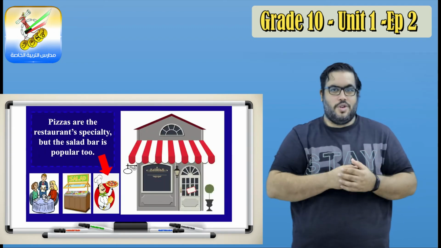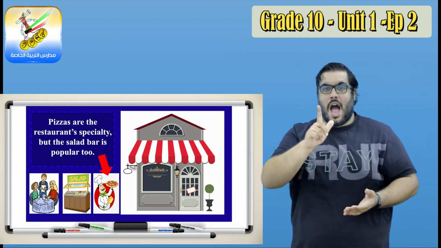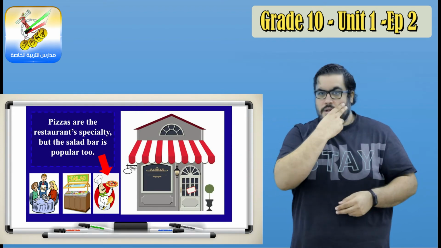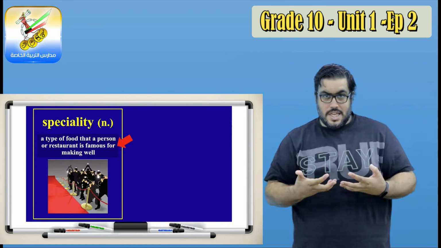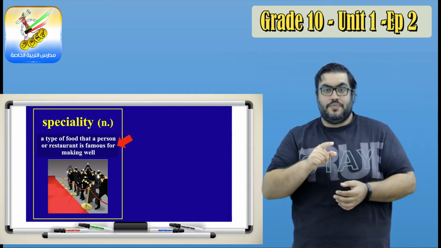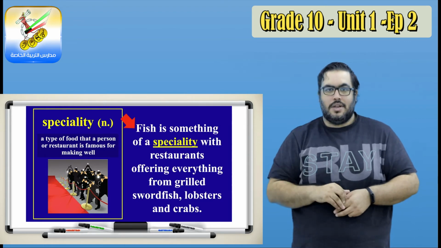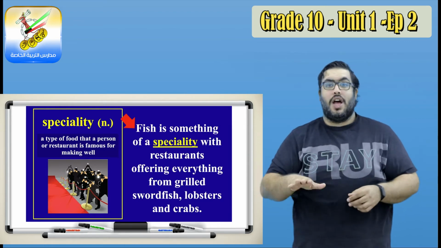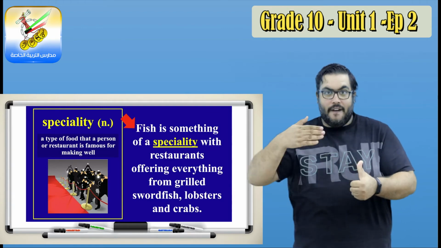For example, pizzas are the restaurant's specialty, but the salad bar is popular too. What does the word specialty mean? It's a noun, and it means a type of food that a person or restaurant is famous for making well. For example, fish is something of a specialty, with restaurants offering everything from grilled swordfish to lobsters and crabs.